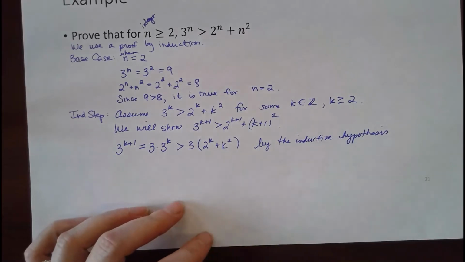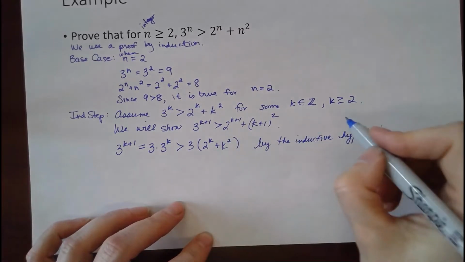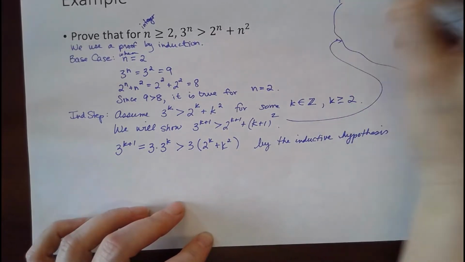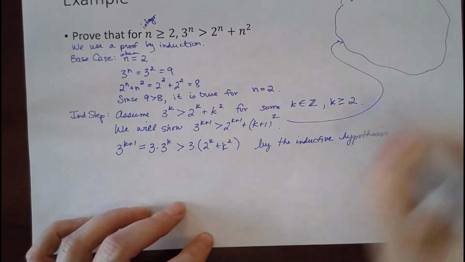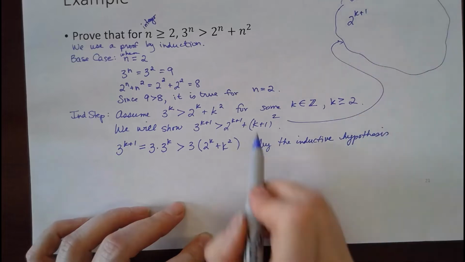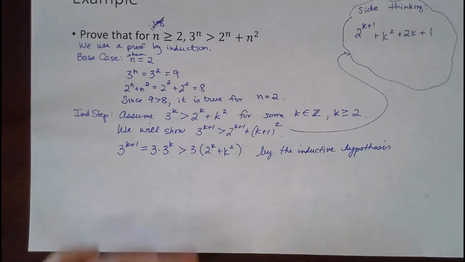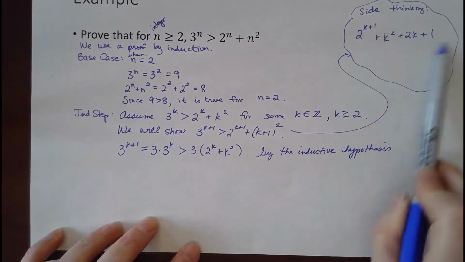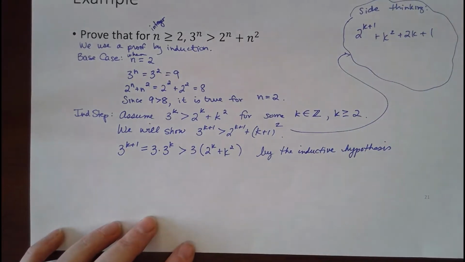Okay. So let's go ahead and think about, sometimes you have to work backwards a little bit. So imagine this thing right here. This can just be in our little thought bubble, our side thinking. So this is 2 to the k plus 1, and if I expand this out, this is going to be k squared plus 2k plus 1. So I might want to have that in my mind as a goal.